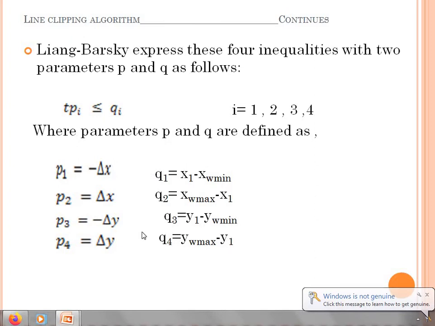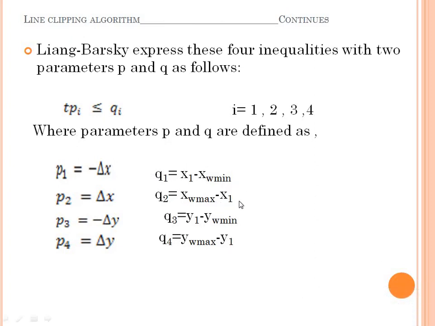Here, these terms x1 minus xw minimum, xw maximum minus x1, y1 minus yw minimum, and yw maximum minus y1 are called q1, q2, q3 and q4, and these are greater than or equal to minus t into delta x, t into delta x, minus t into delta y, and t into delta y.